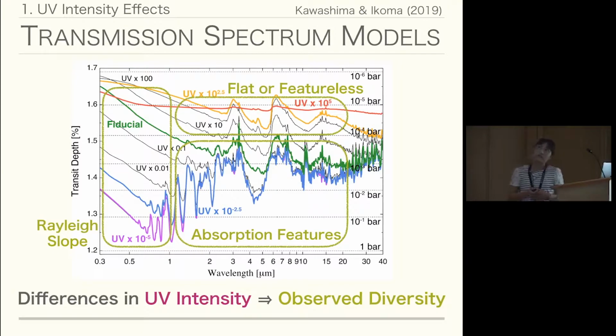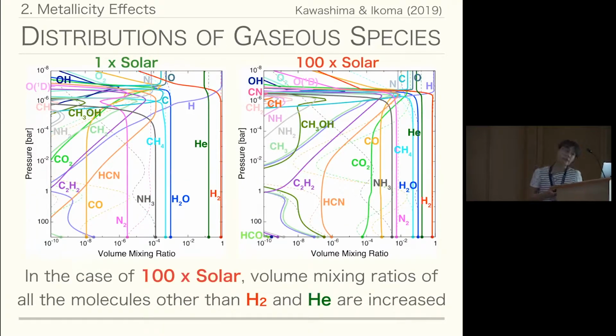Next, I'd like to move on to the second parameter, atmospheric metallicity effects. These two figures show the distribution of gaseous species for the 1 solar case and the 100 solar case. As you expect, in the 100 solar metallicity case, volume mixing ratios of all the molecules other than hydrogen and helium are increased.